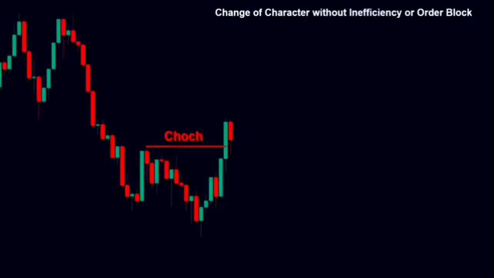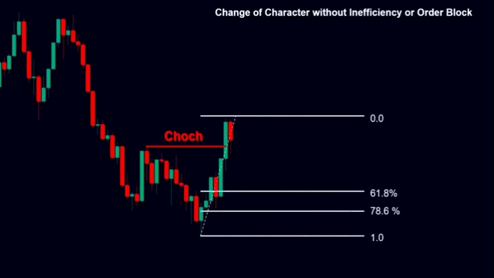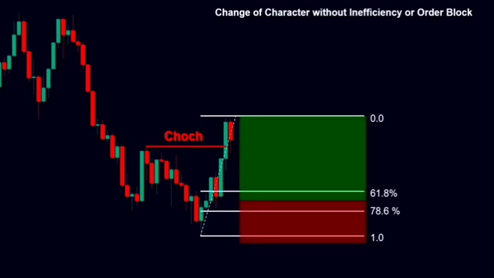Change of character without inefficiency or order block. When the change of character creates no inefficiency and no order block, we use Fibonacci retracement levels to enter the market. We apply the retracement tool from the start to the end of the change of character move and place our buy position between the 61.8% and 78.6% retracement levels. This trading strategy is not limited to any specific timeframes. However, your entry timeframe should be at least 2 times lower than your higher timeframe.